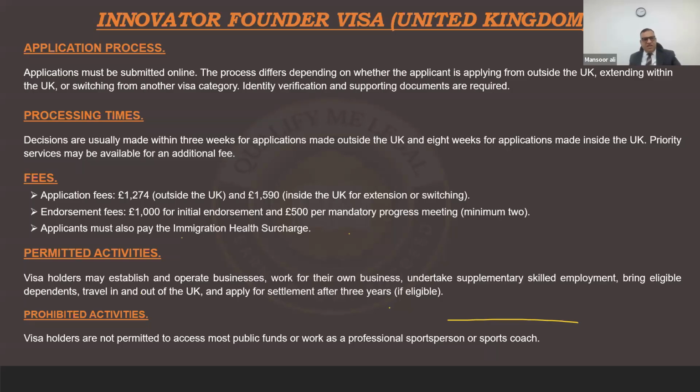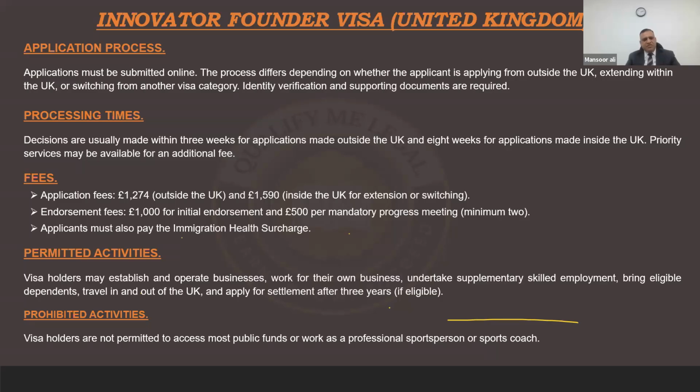And on top of that, as I told you, you need to get endorsement as well, and you need to pay a separate £1,000 as endorsement fee. Apart from the application and endorsement fee, you need to pay immigration health surcharge. Immigration health surcharge is quite a lot. I think it's £1,500 or something. I'm not sure what the Home Office is charging nowadays in terms of immigration health surcharge.